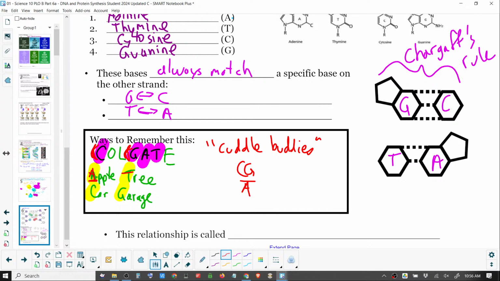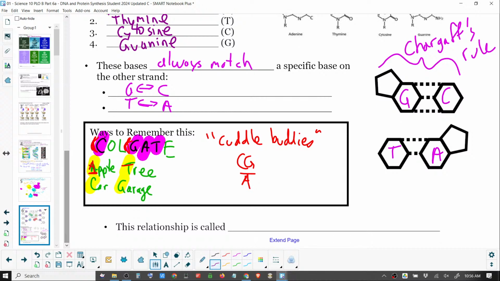Now, C and G and A and T are not opposites. Does anyone know what the word is for things that go together that aren't opposites? They're not like north and south of a magnet. Those are literally opposites. They are complementary. They go together. So it's known as complementary base pairing.